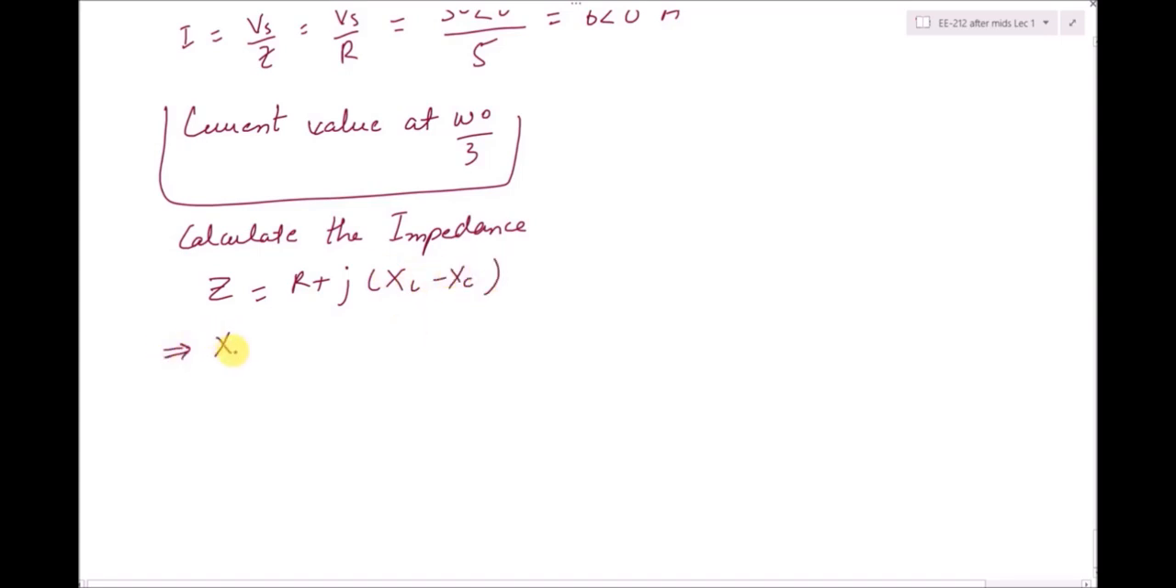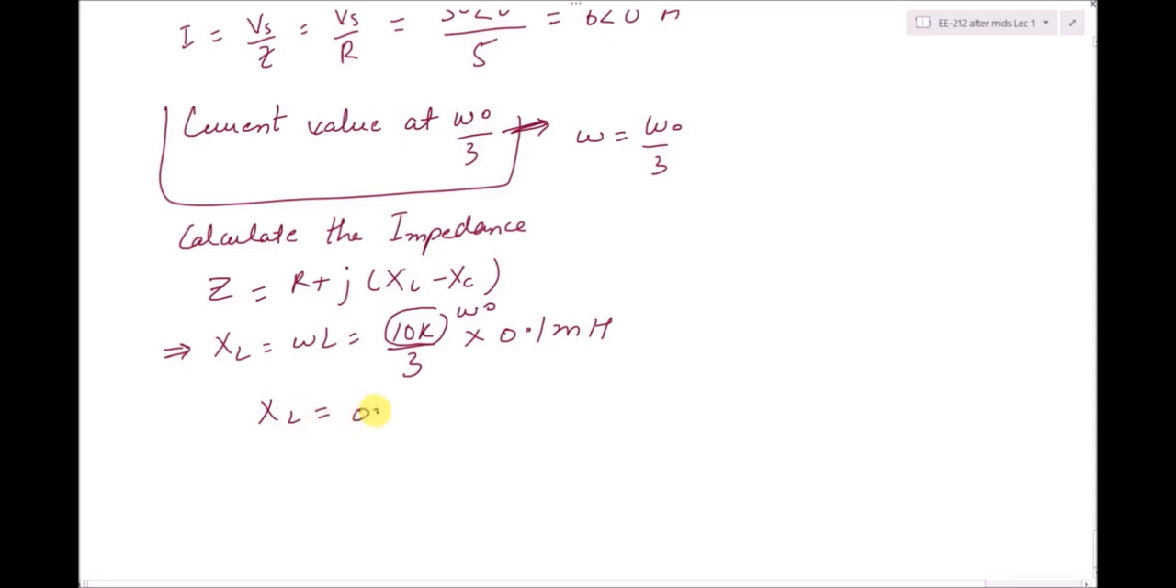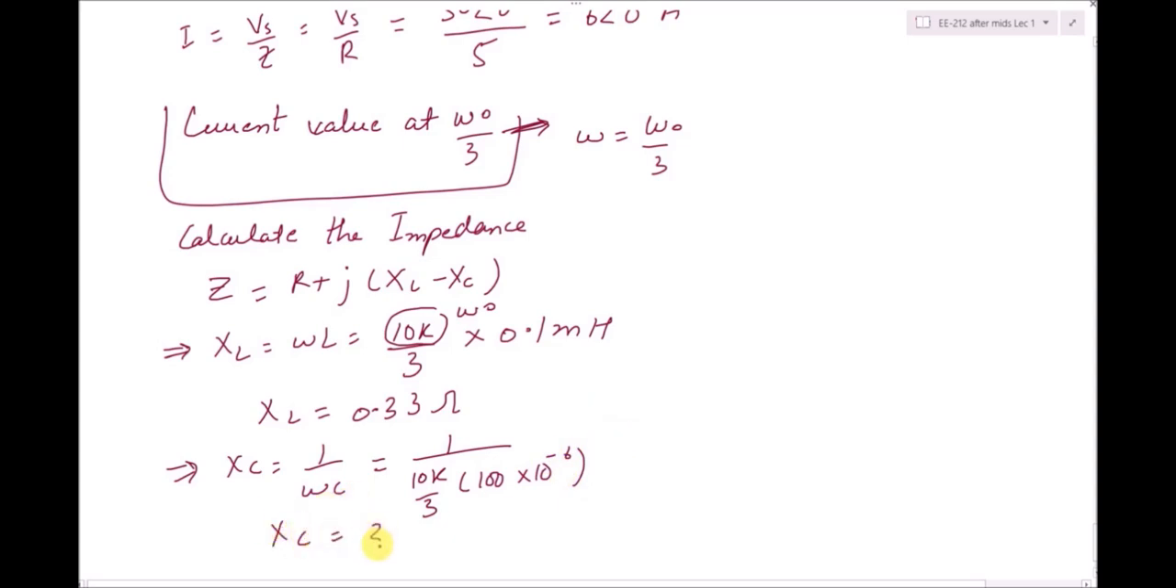So calculating XL, that will be omega L. What is omega? It is 10k by 3, into 0.1 millihenry, right? So this is your omega naught, and here we have to find omega naught by 3. So omega is equal to omega naught by 3. So XL value is 0.33 ohm. Similarly, we can calculate XC, which is equal to 1 over omega C, and we get 1 over 10k divided by 3 into 100 microfarad, and XC will be 3 ohm.